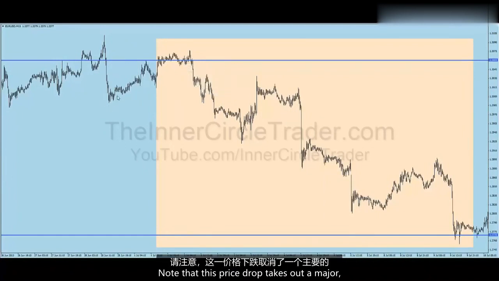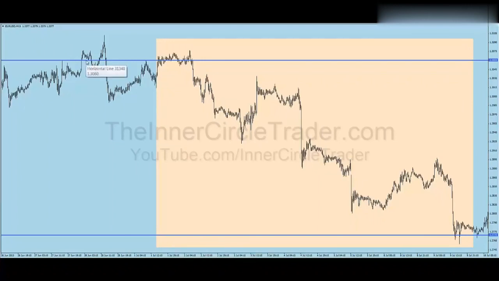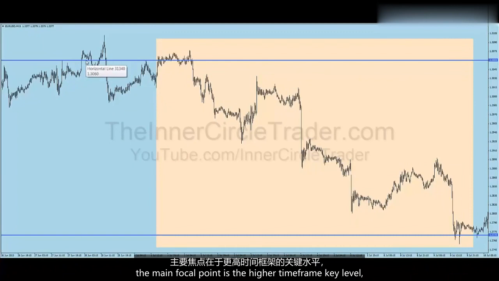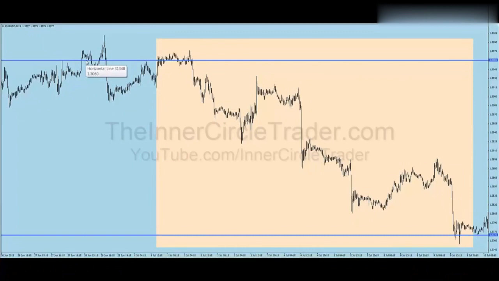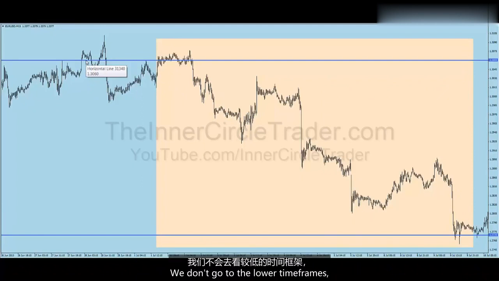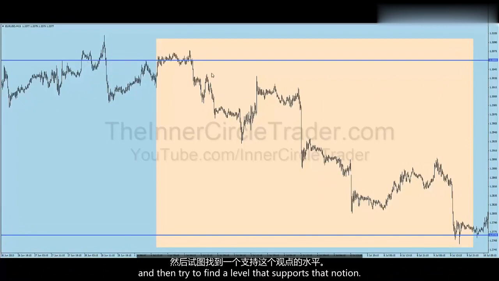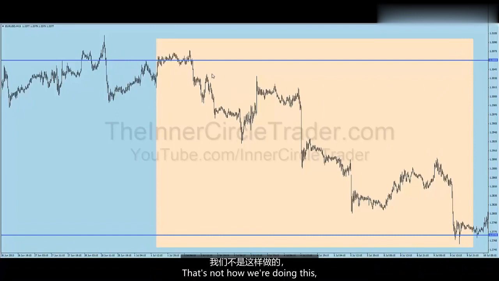Note that this price drop takes out a major, well, not major, but a significant swing here as we trade into that level. Now again, the main focal point is the higher time frame key level, that 130.60 level. Okay, we don't go to the lower time frames hunting a pattern or a signal or a setup and then try to find a level that supports that notion. That's not how we're doing this.